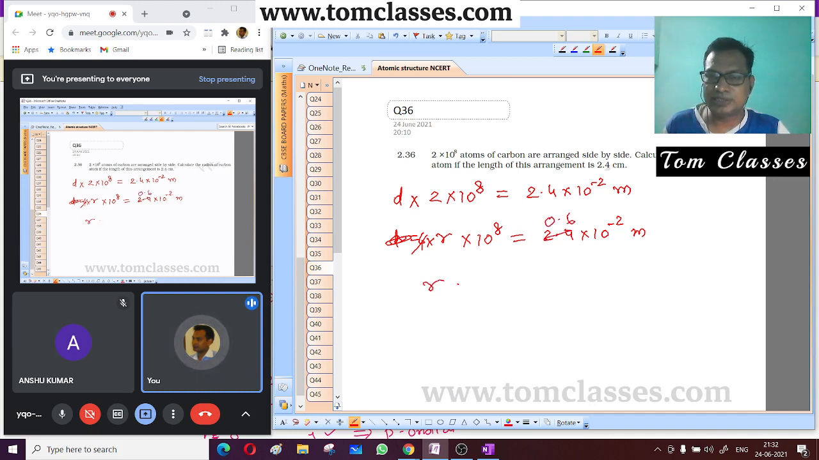Okay, so the radius is going to be 0.6 angstrom, right? That is what he is interested in asking. So calculate the radius of carbon atom: the radius of carbon atom is 0.6 angstrom. Is that okay?